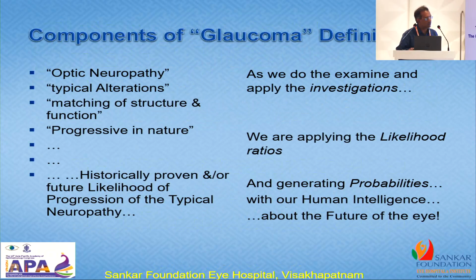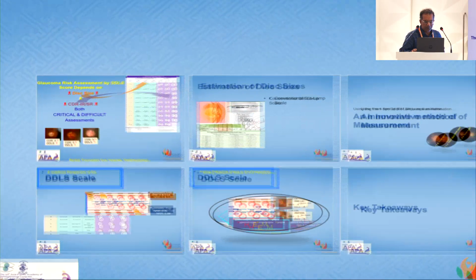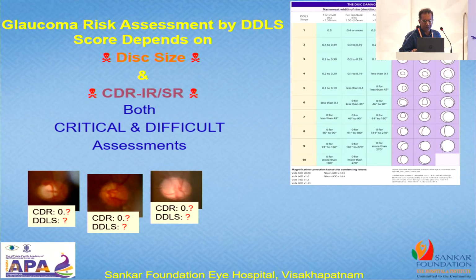No financial disclosures. Actually, we all know that glaucoma by definition is an optic neuropathy with typical alterations. And one of the most important factors with respect to glaucoma diagnosis is the need for generating the probabilities about the future with our human intelligence, whether it is going to progress or not and what is the rate of progression. But here today we are focusing on the basics, like disc size, which is an important aspect, and CDR or inferior and superior rim ratios, which are both critical or sometimes very difficult assessments.